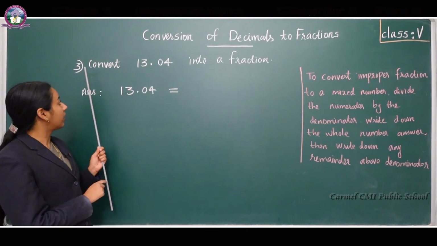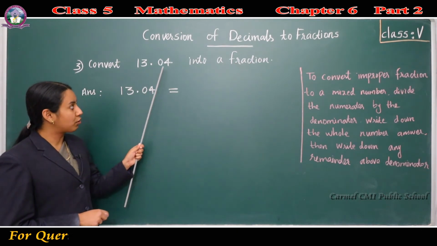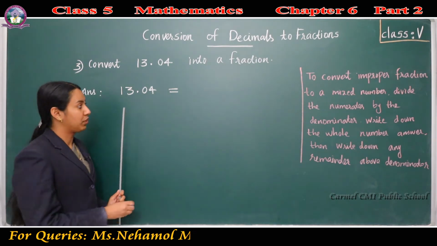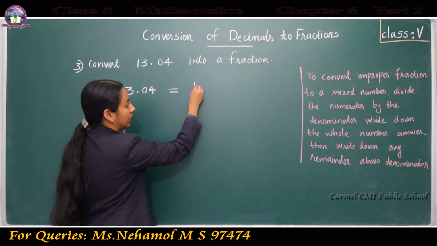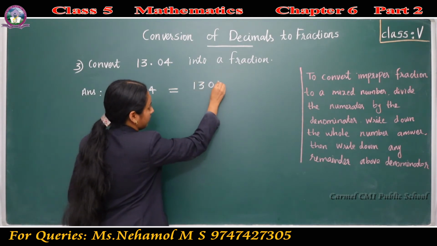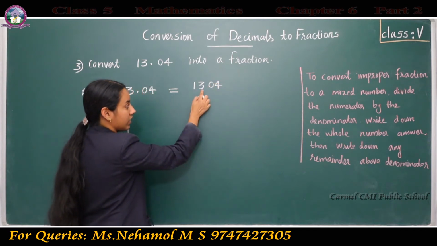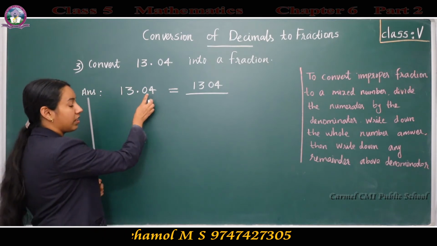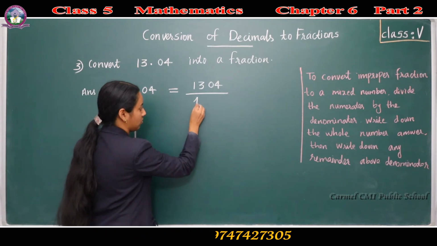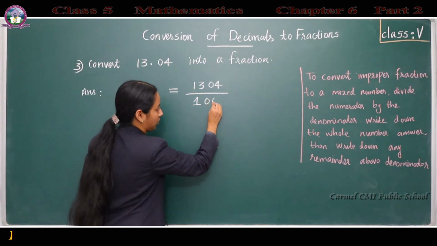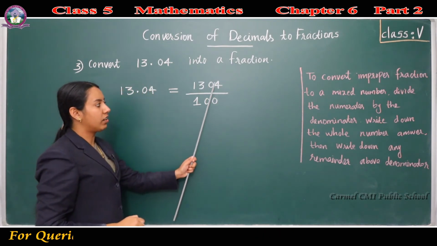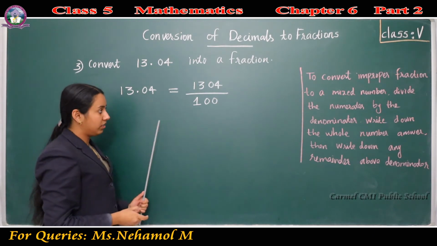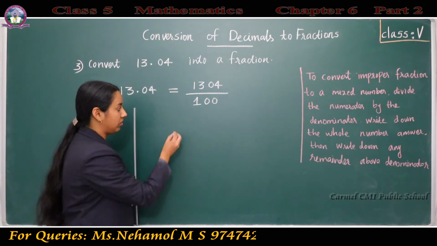Third question, convert 13.04 into a fraction. 13.04. First write the decimal without the decimal point, 1304. Then how many decimal places are there? 2 decimal places. So first write 1, then put 2 zeros. 1304 divided by 100 is the corresponding fraction. Now we have to convert to the lowest term.